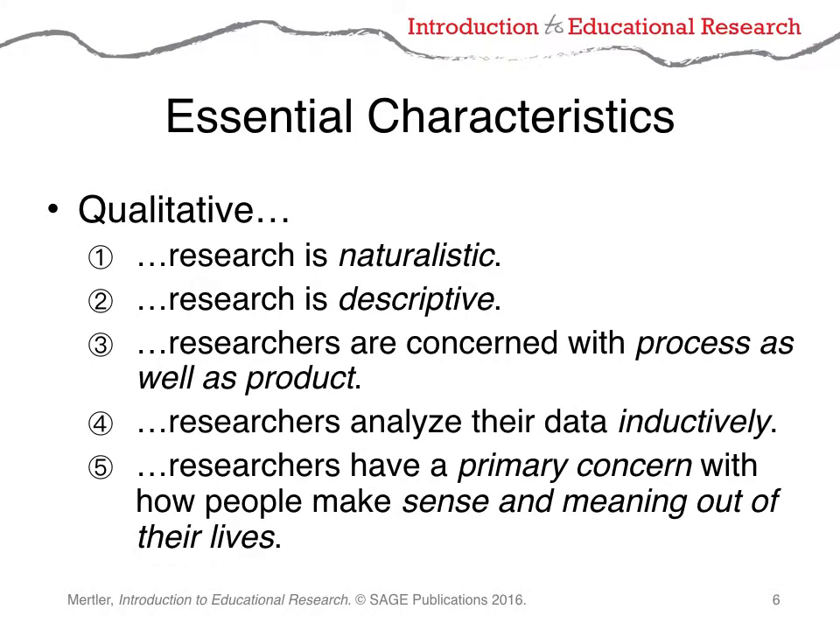Some of the characteristics to consider with qualitative: this research is natural or naturalistic, it's descriptive, and the researchers are often concerned with process as well as product. Researchers often analyze their data inductively, right? They're going to gather data and start to develop theory. And one of the focuses is looking at how people make sense and meaning out of their lives or their experience.